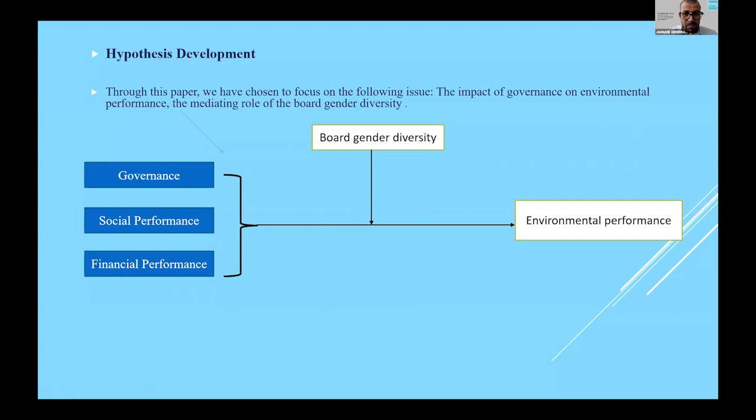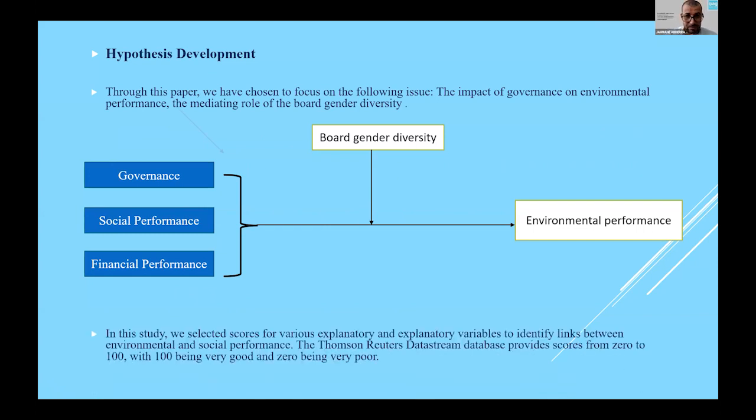So that's our topic: the impact of governance on environmental performance, the mediating role of board gender diversity. And we can add the other variables, the social performance and financial performance. In this study, we selected a score of variables, explained and explanatory variables, to identify the link between the three variables and the environmental performance.